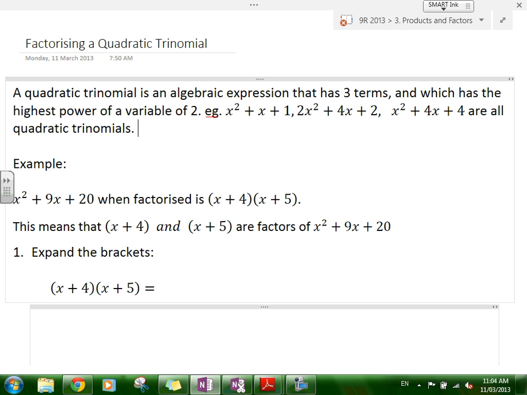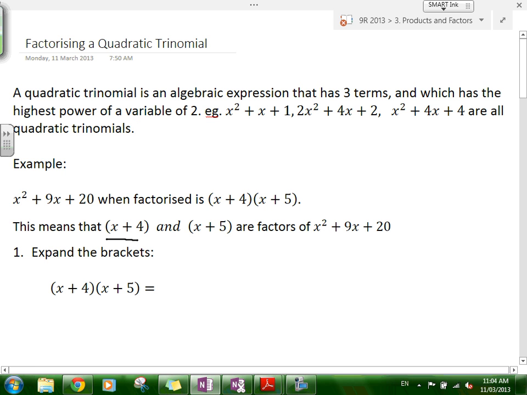Now, I would like you to just look at this for a moment. I'm just going to tell you how to factorize this one to start. Now, x squared plus 9x plus 20, when you factorize it, is x plus 4, x plus 5, both in brackets. And we're going to expand that in a sec to show that that's actually true. But this means that x plus 4 and x plus 5 are both factors of x squared plus 9x plus 20. They're in fact the only 2 factors of this. This is the only way you can factorize it using this method.